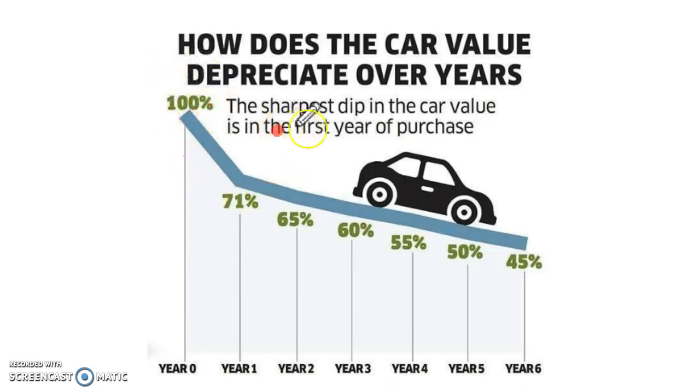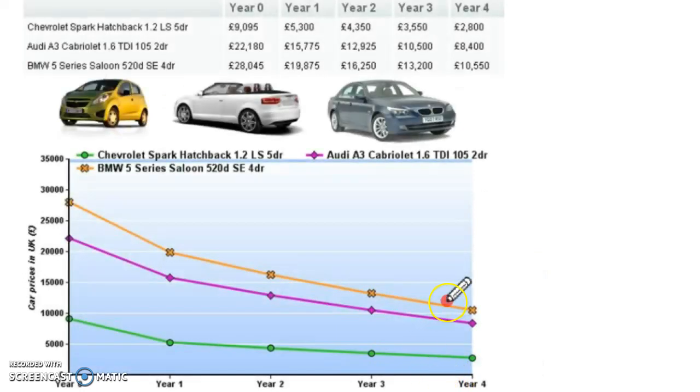As you can see here, the sharpest dip in your car's value is in that first year. Then it tends to taper off a bit, looking much more like a linear line. So we can use linear models to model it and make some predictions about how much a car is going to be worth. Here are three examples. There's a Chevy Spark, an Audi, and a BMW, all having that same really sharp beginning and then gradually becoming more of a linear type of decline.